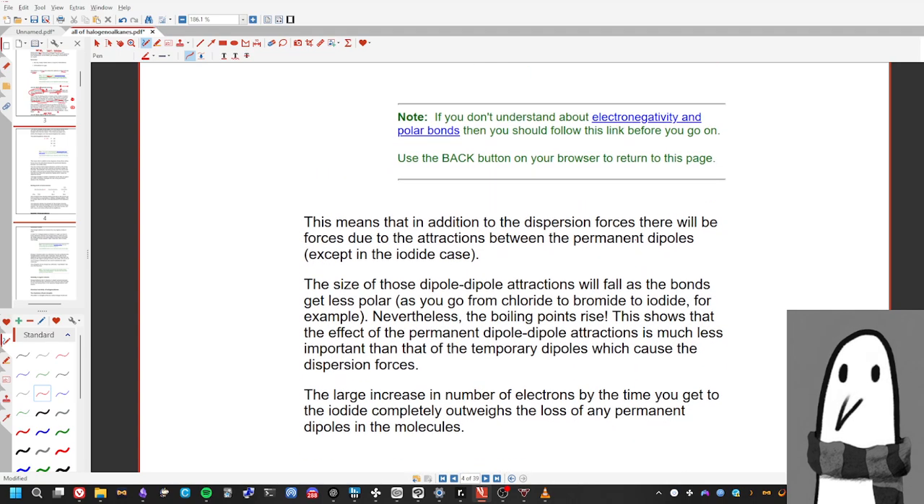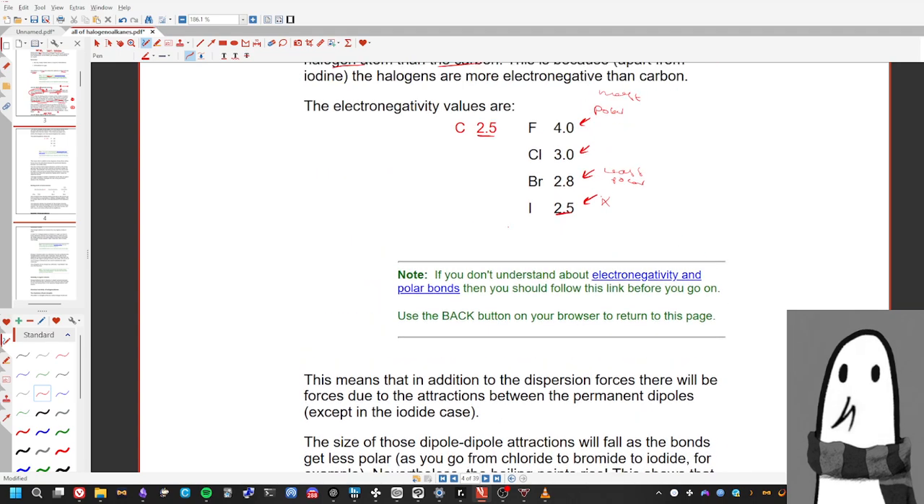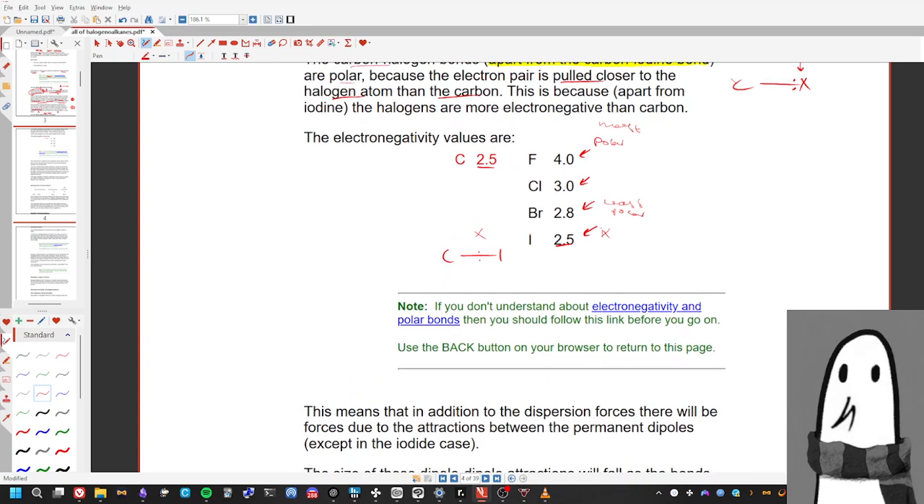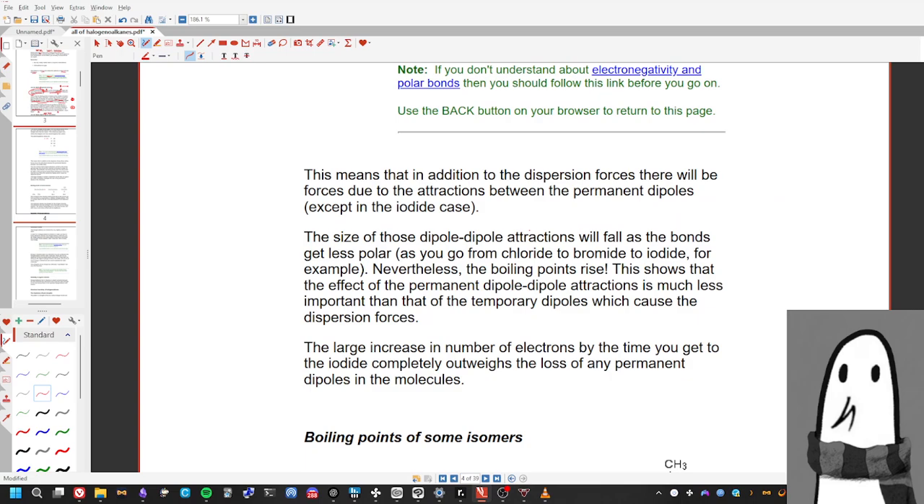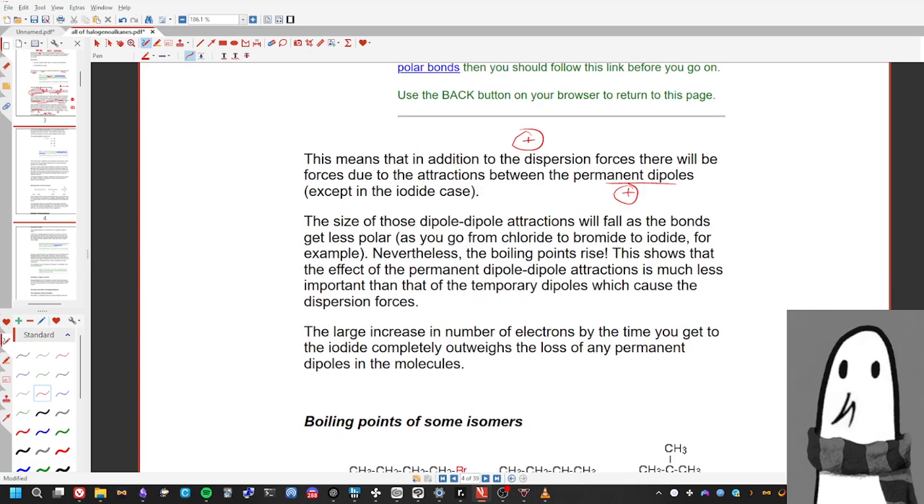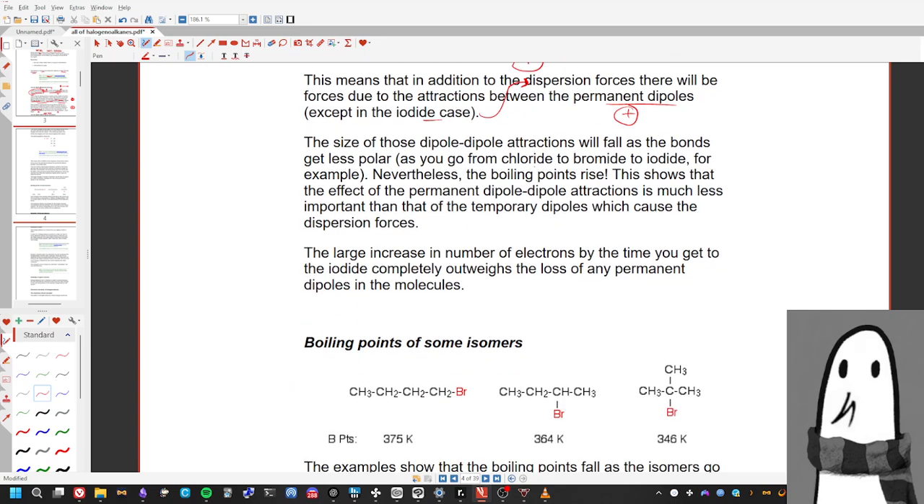Okay. So if you can imagine, since the electronegativities are the same, like in a Cl-Cl bond, the electrons would be perfectly in the middle. So this is a perfectly non-polar bond. This means that in addition to the dispersion forces that we talked about before, there'll be forces due to the attractions between permanent dipoles. Okay, so what they're saying is alongside dispersion forces, there's also the permanent dipole forces, except for the iodine case. Iodine will only have dispersion forces to help it increase in boiling point.